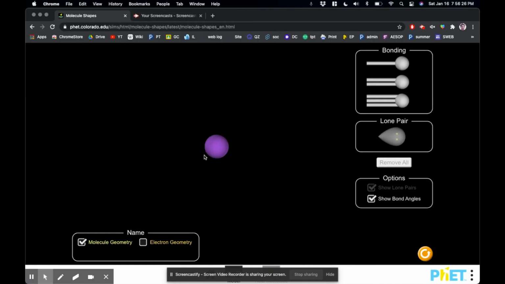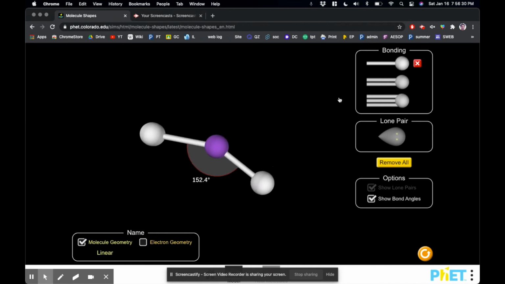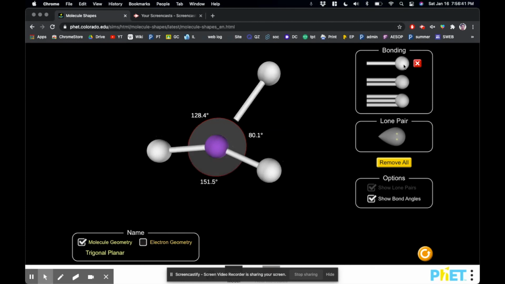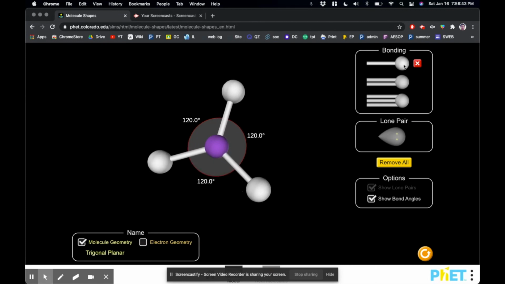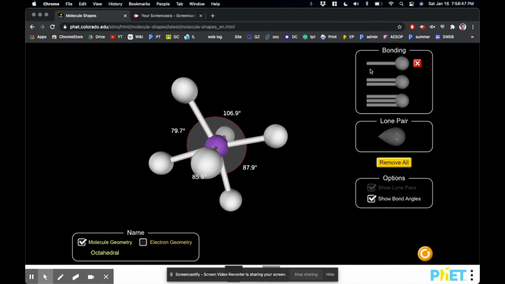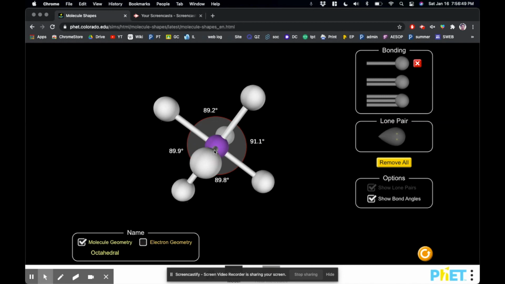So this is a PhET simulation. It's free, okay? It allows you to add bonds to things in order to see bond angles, which is kind of cool, and then also to tell you what the geometry is. So you can see the bond angle and the shape, and you can just add another bond. We get trigonal planar, then tetrahedral, then trigonal bipyramidal, and then we get octahedral. And again, you can move them around.